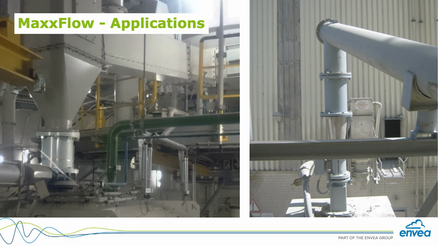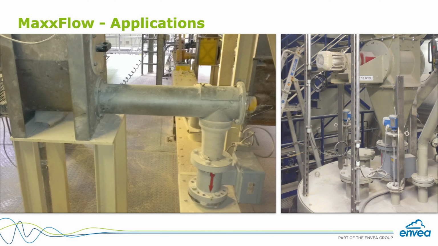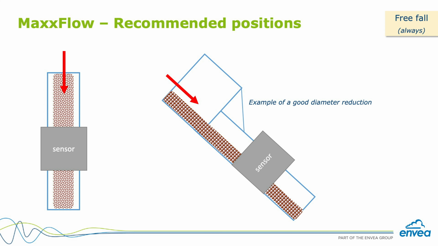MaxxFlow must always be installed after a material conveying device, such as a screw feeder, a rotary feeder, or anything that moves material down to a free fall, where the sensor will be installed. This free fall can be totally vertical or at a sliding angle.